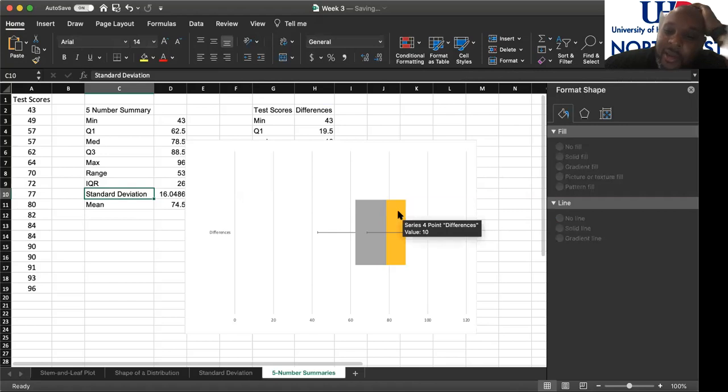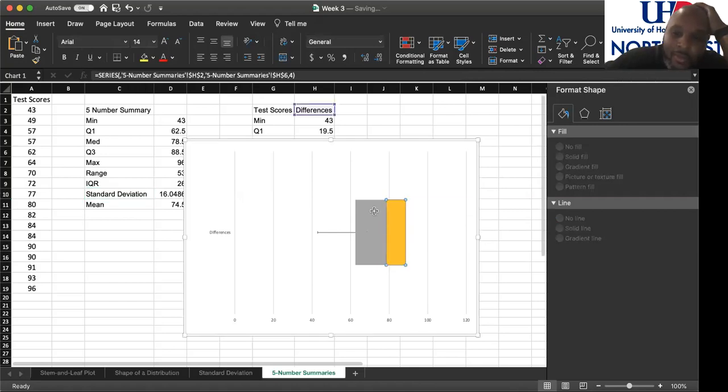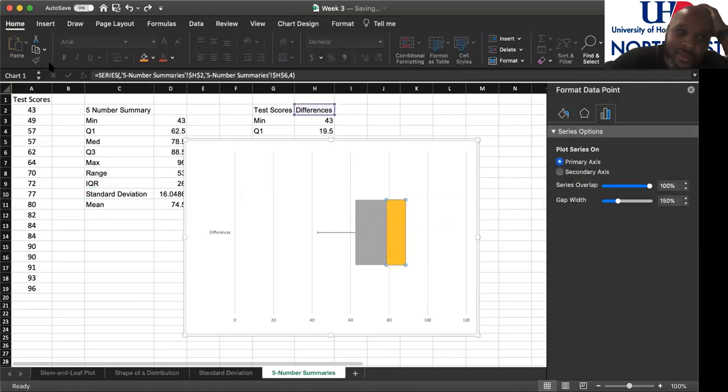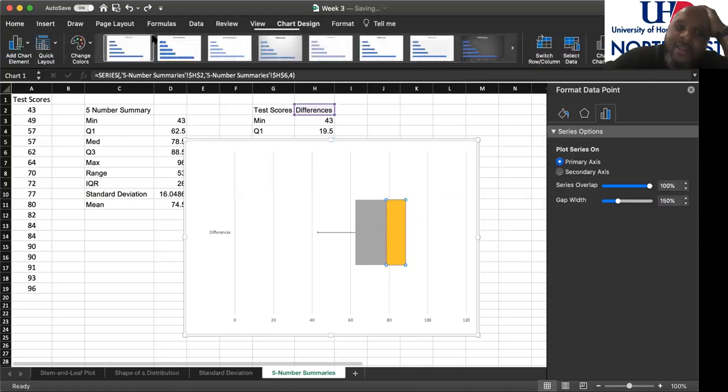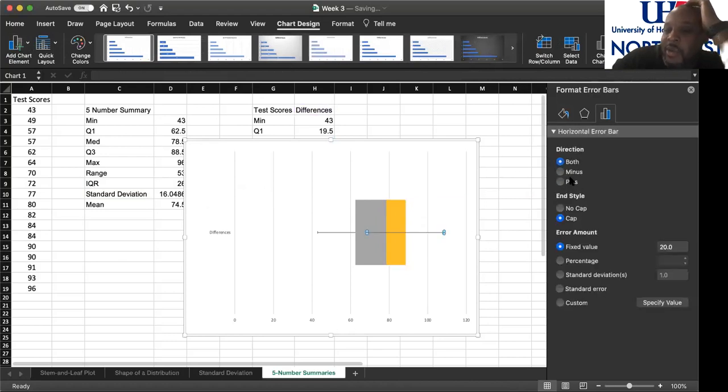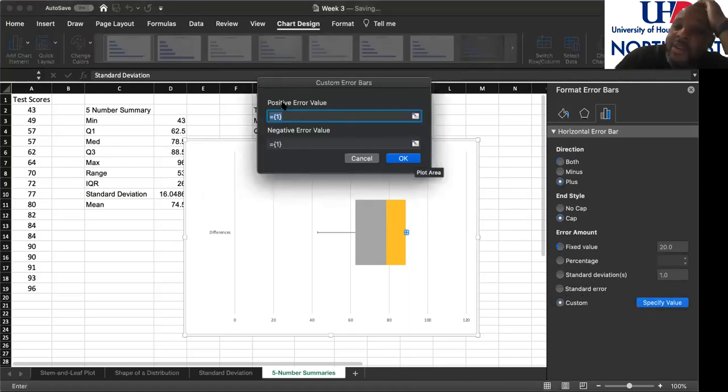Don't know what happened there. I pressed something. Try it again. Chart design, add chart element, error bars, more error bar options. You want to do the plus error bar because you're on your right side this time. And you want to custom this one. Specify the value. This time you're doing the positive error bar. Clear that out.